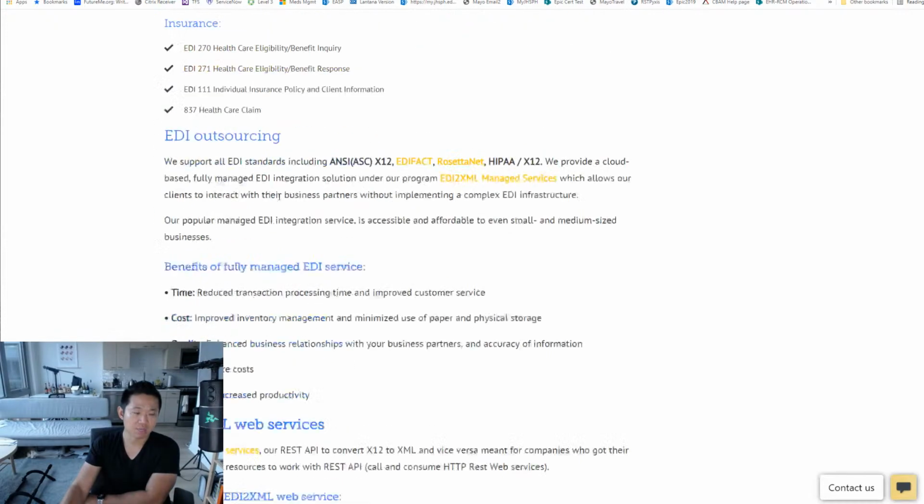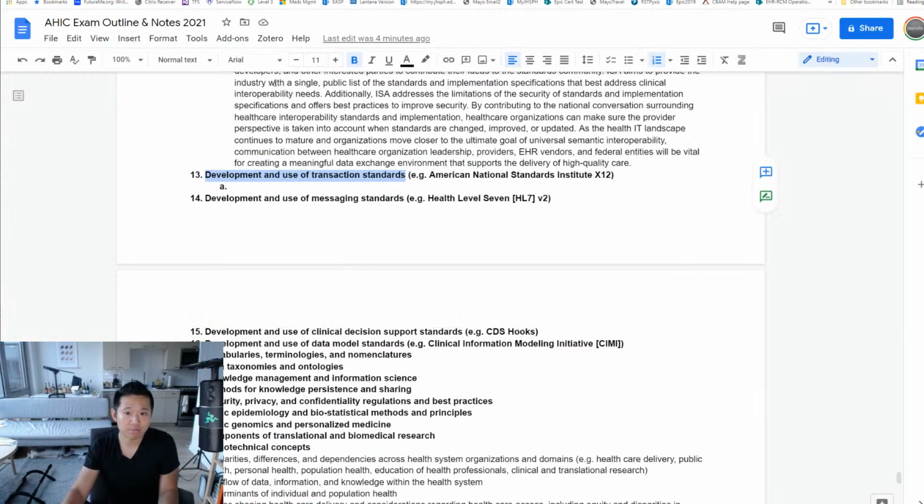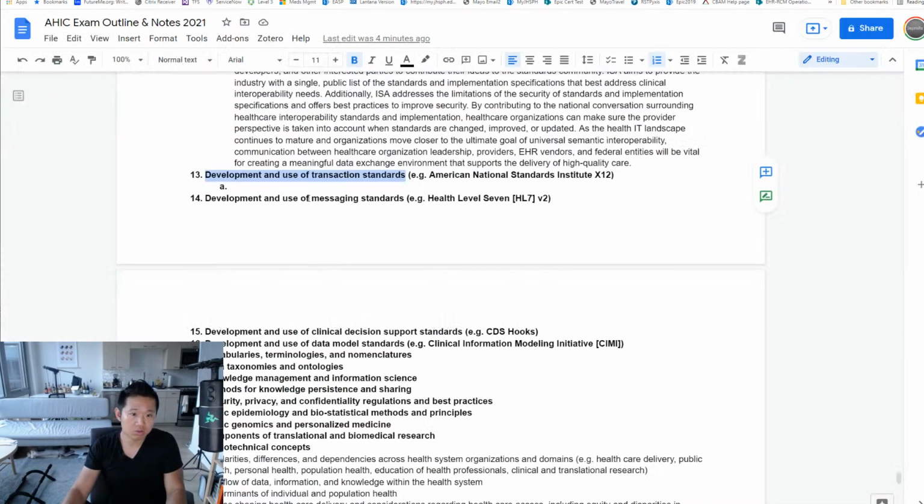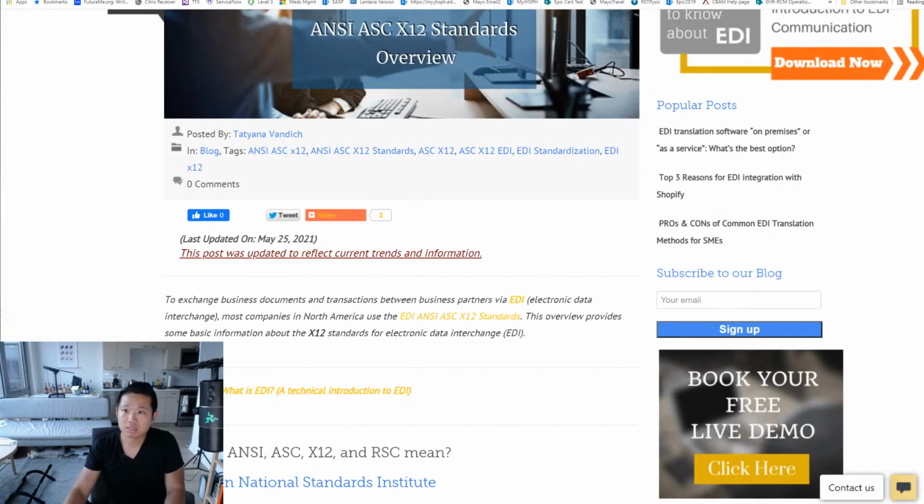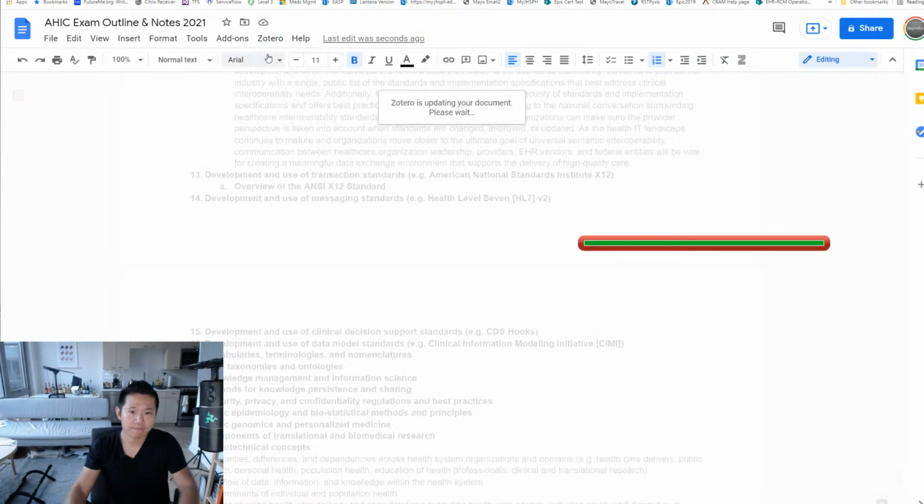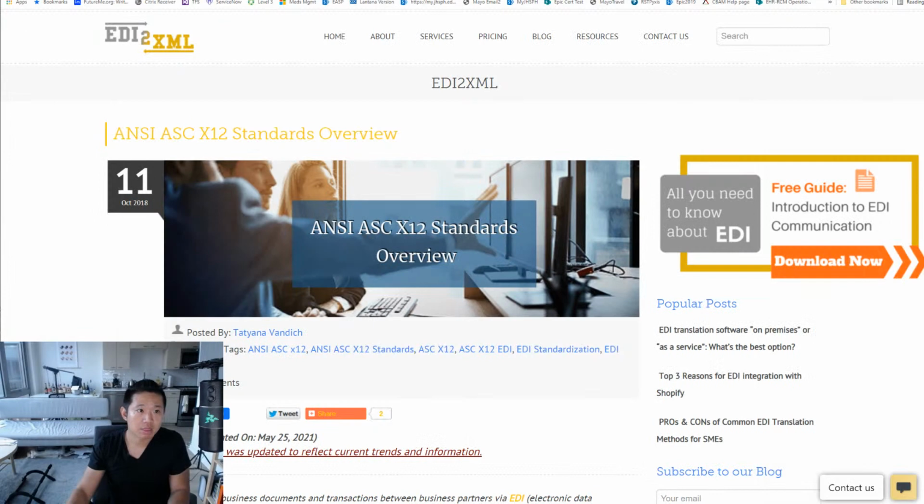So this is like a good example of a transaction standard, right? Yeah. So let's do that. Overview of the ANSI X12 standard. Go ahead and cite this. ANSI X12 link.